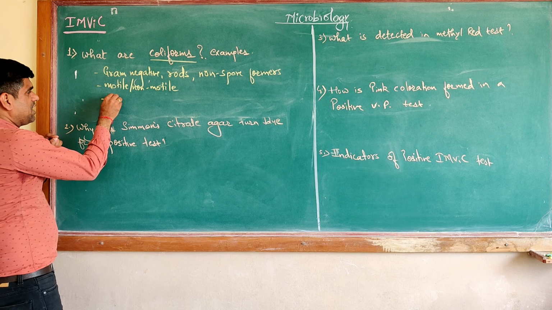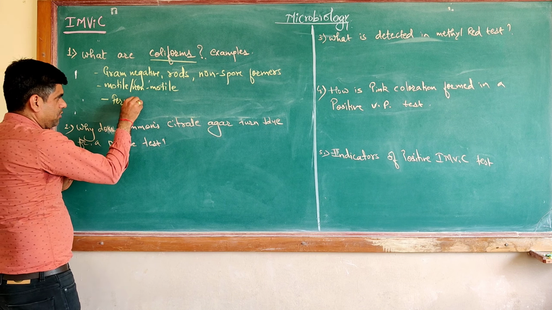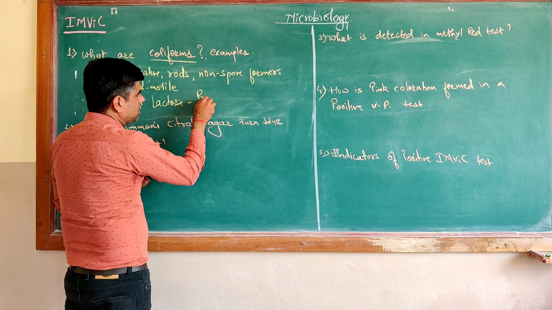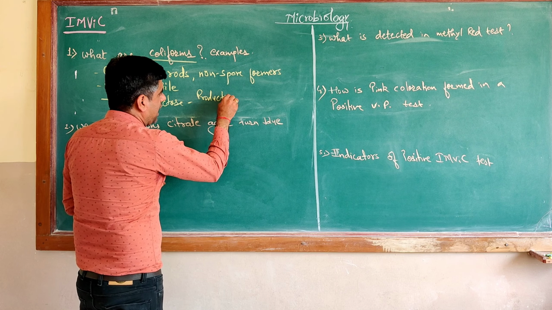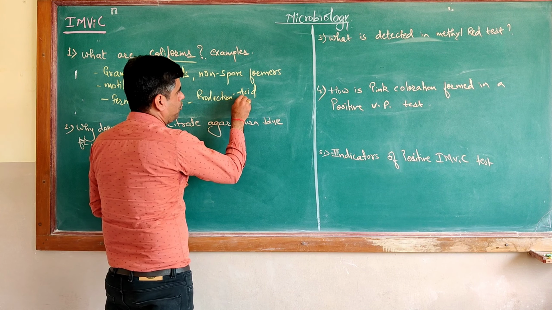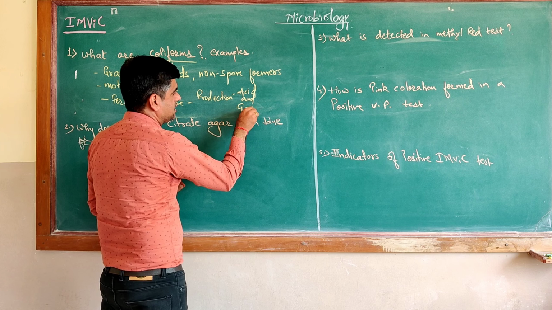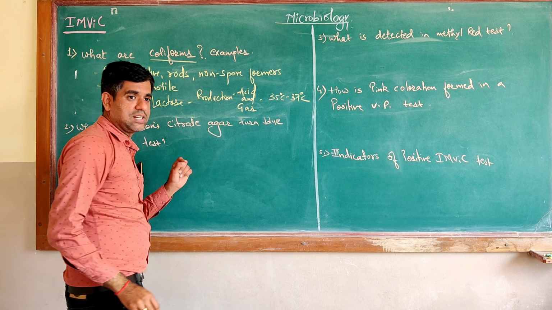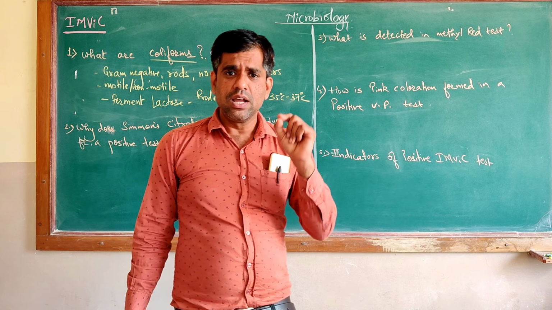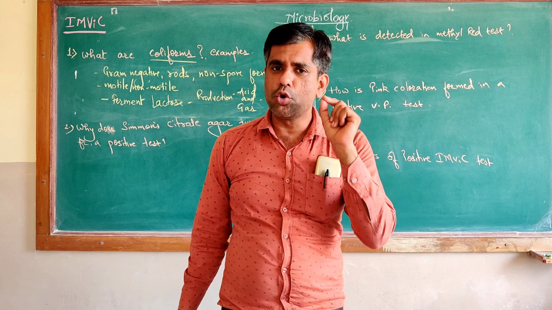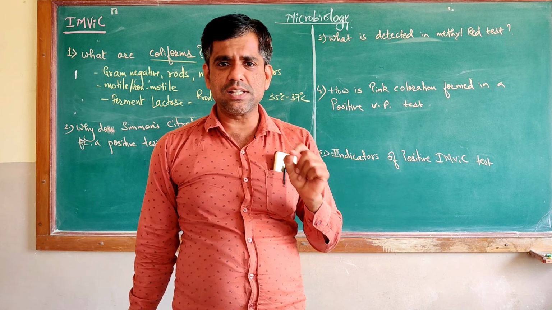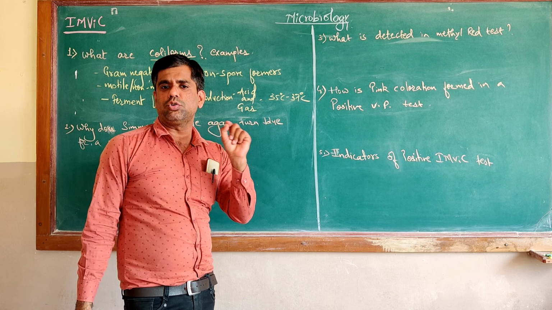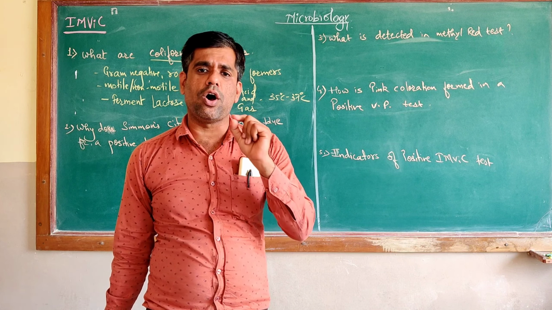So organisms in this category include both motile as well as non-motile organisms, those which can ferment lactose. Yes, this is the primary property. So they ferment lactose for production of both acid and gas at 35 to 37 degrees Celsius. So this is the running definition of coliforms: gram-negative rods, non-spore formers, motile or non-motile, fermenting lactose at 35 to 37 degrees Celsius for production of acid and gas.